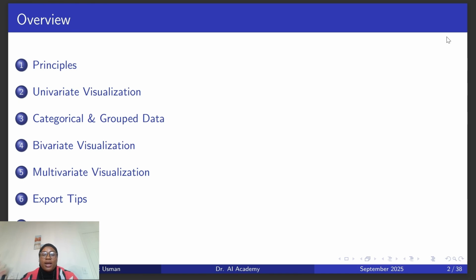So the first thing is we have to understand the principles of data visualization, and we have the univariate visualization, which is connected to either having categorical and group data, and of course the bivariate case and the multivariate. How do we export with high resolution, and the exercise for this module.